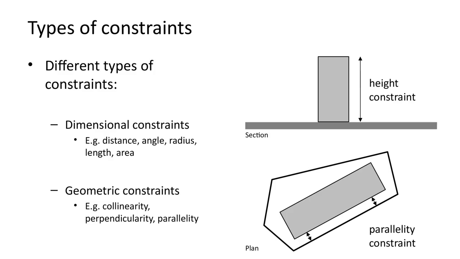In the diagram, two constraints on a building block are depicted. The first is a dimensional constraint, constraining the height of a building to be below a certain maximum. The second is a geometric constraint, constraining the edge of the building to be parallel to the site edge.